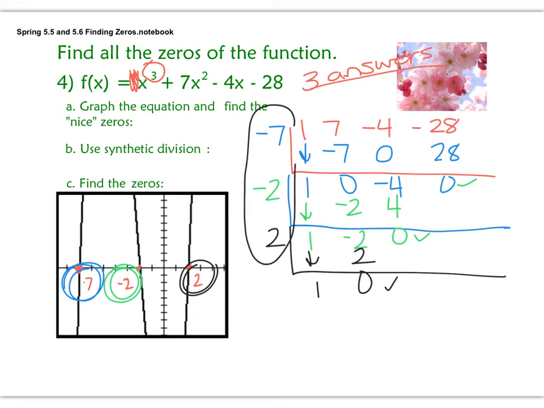So I'm supposed to have 3 answers. I have 3 answers. X equals -7, -2, and +2. Now, you guys know they don't all work out that perfect and pretty, right?